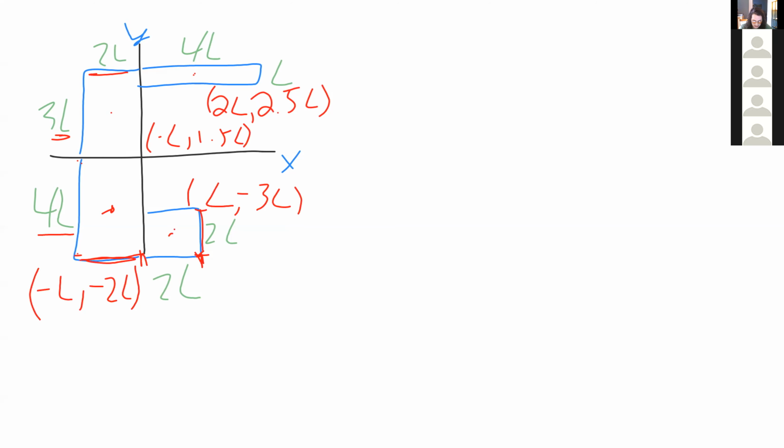Okay, so we have these centers of mass, and in order to find the actual X and Y coordinates, I'll go ahead and do one of them. I guess we'll do the X center of mass calculation. Remember, what we're going to do is sum the masses times the X coordinates, and then divide by the sum of the masses.